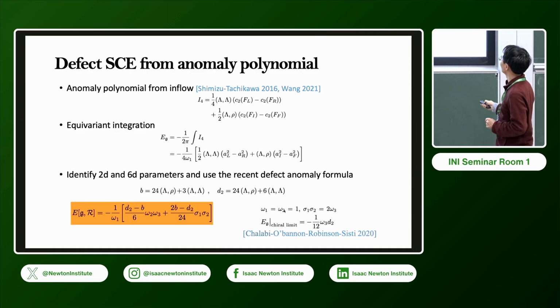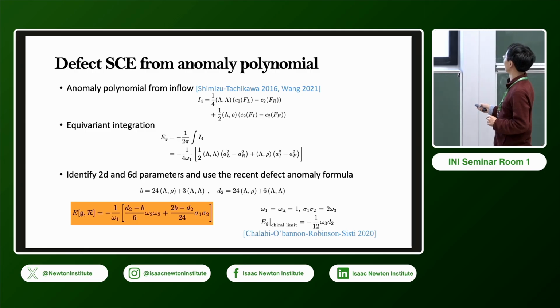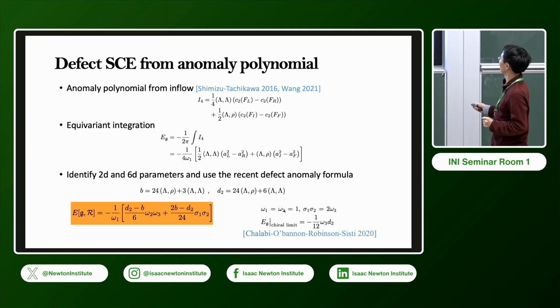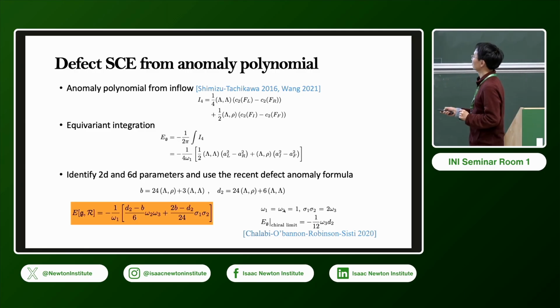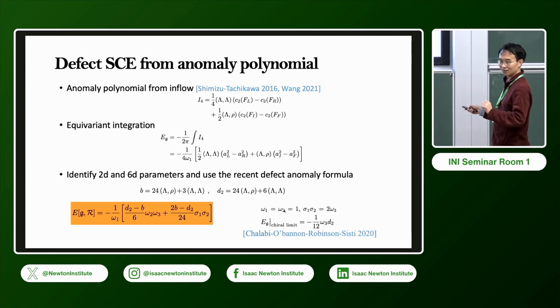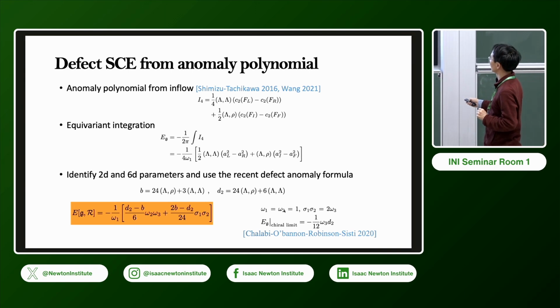In particular, you can check in the so-called Cardy limit. This reduces to -1/12 omega 3 d2. So in the Cardy limit, the defect contribution to the Casimir energy is completely controlled by the d2 central charge. But in general, this is not true. In general, it is more complicated. It's determined in this way.